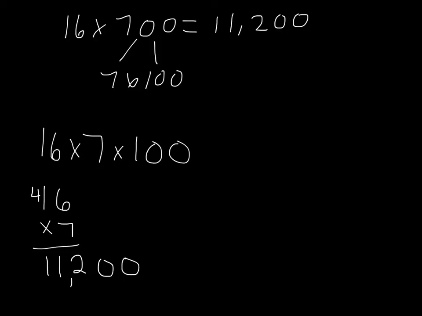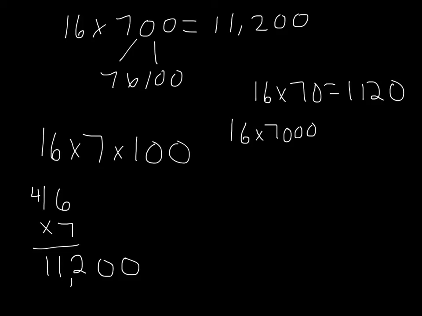And in fact, we could do any number with 16 times 7 now. We could say that 16 times 70, well, I know 16 times 7 is 112, and there should be a 0. So 16 times 70 is 1,120. I could do 16 times 7,000. 16 times 7 is 112 still, and I should add 3 zeros, so it is 112,000.